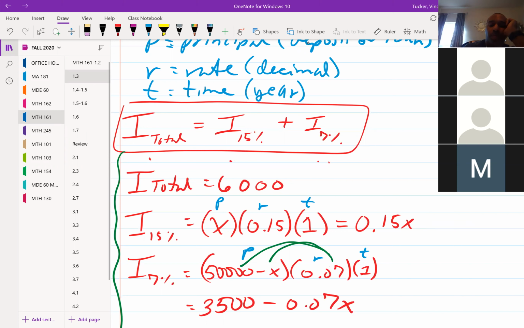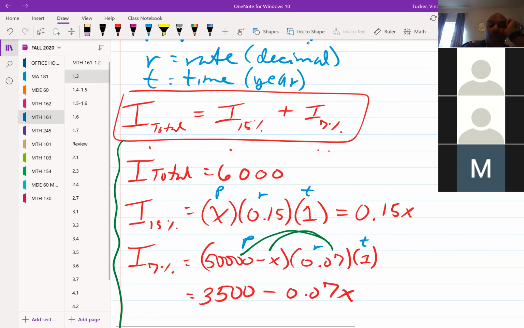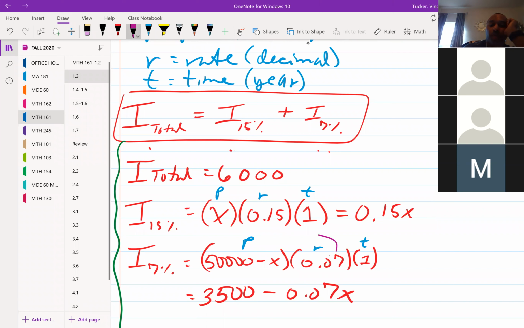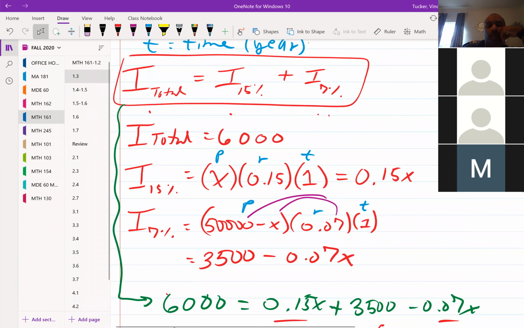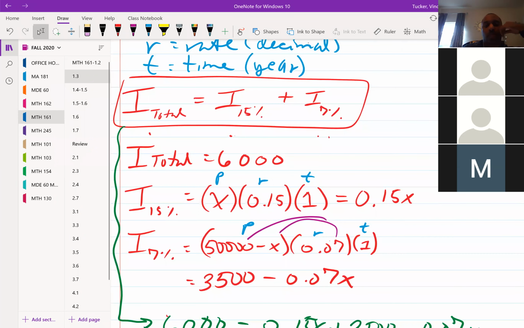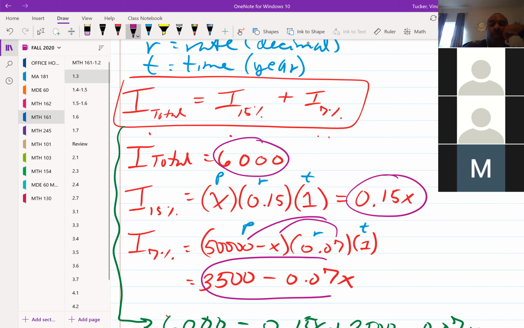And then for the next one, we do the same thing, but we have 50,000 minus X times 0.07 times 1. We're going to distribute that 0.07 to each term, and that gives us 3,500 minus 0.07X. So we'll take this 6,000, 0.15X, and the 3,500 minus 0.07X and plug it into this relationship right here.